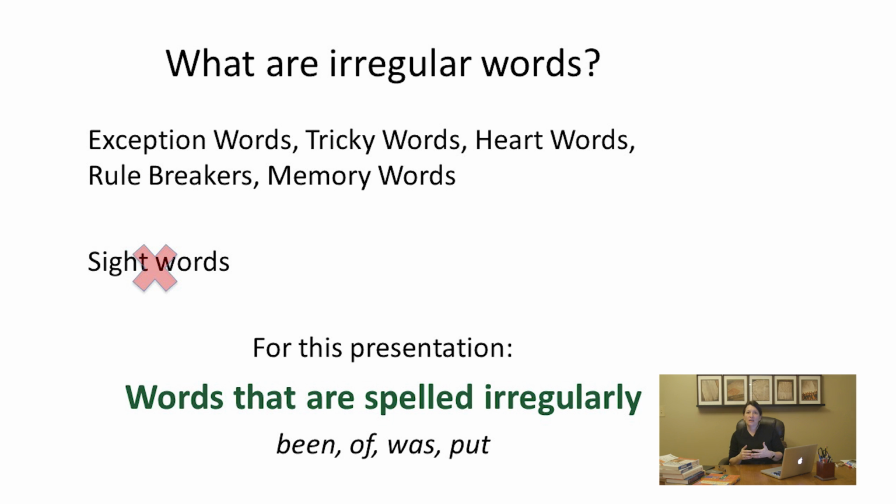Now, if you've watched the presentation in the series about orthographic mapping and sight words, sight words in this series are words that a reader can read automatically, accurately, instantaneously, without any cognitive effort. Many people, myself included, don't like to refer to irregular words as sight words because it implies that irregular words just have to be memorized because they can't be sounded out, that they have to be learned by sight and never decoded or analyzed.